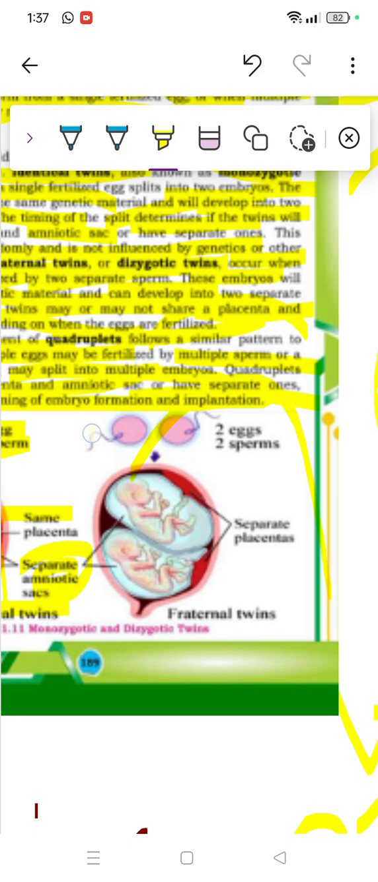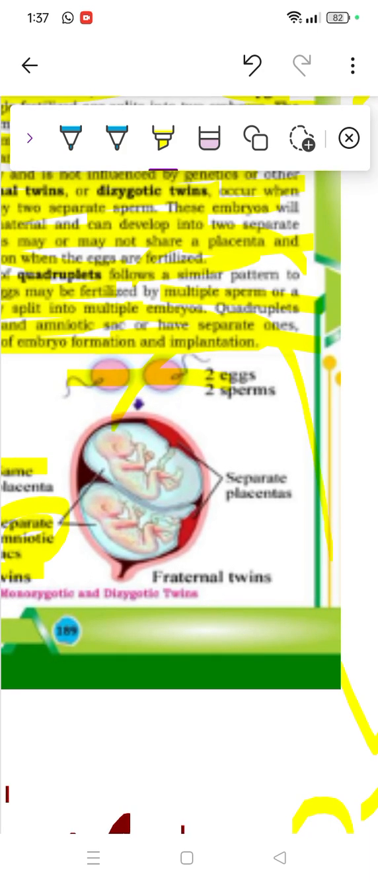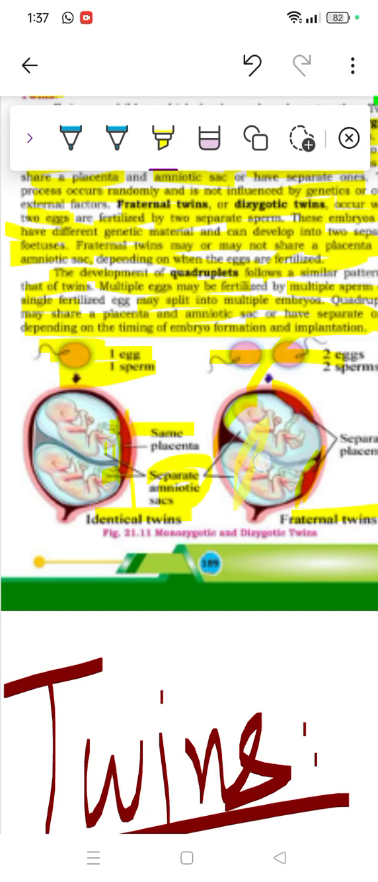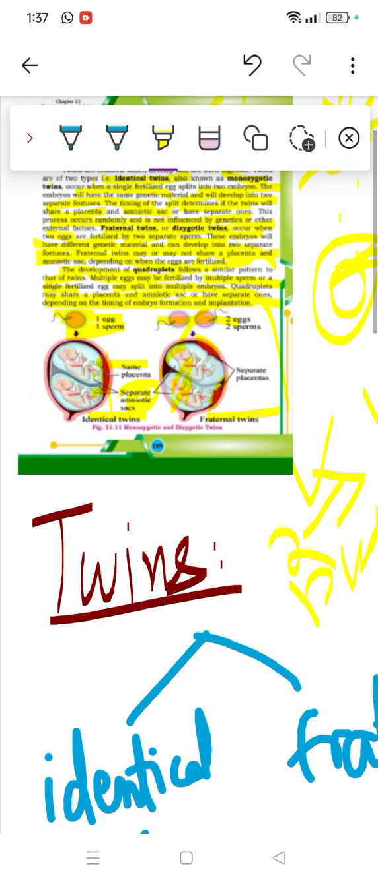Otherwise, when we see two eggs and two sperm, look, one placenta, second placenta. This means different. Fraternal means they are quite different. Even this picture can tell something like that. I hope it will be clear.